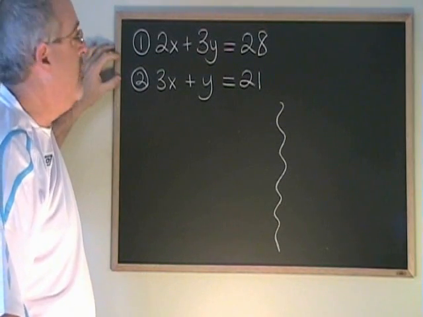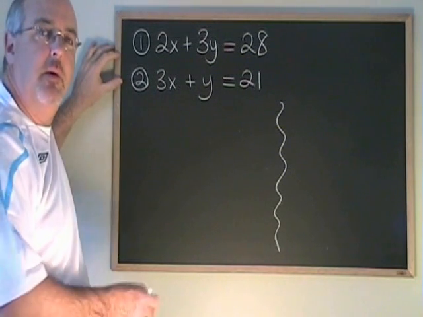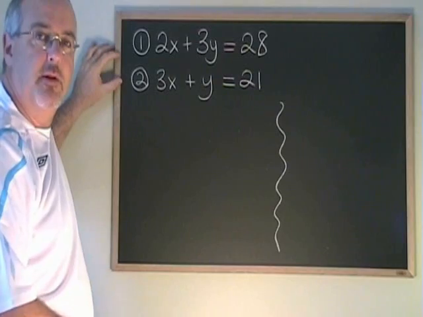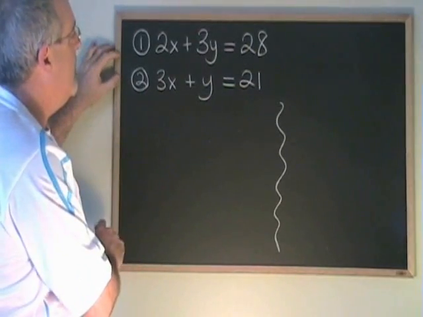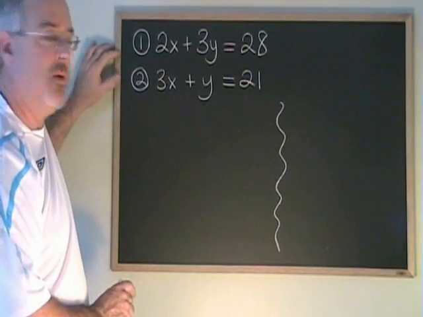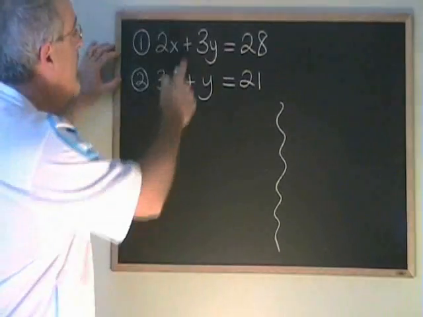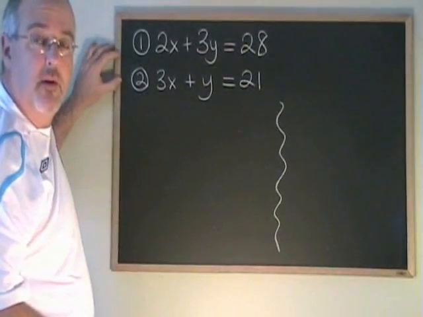But what do we do if we don't have a variable in the equations that has equal and opposite numerical coefficients? Here's an example. 2x plus 3y equals 28. 3x plus y equals 21. 2 and 3 are not equal and opposite. And 3 and 1 are also not equal and opposite.